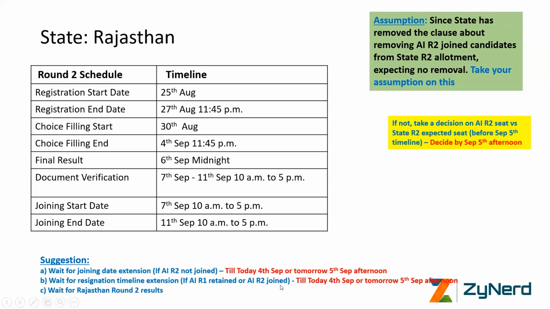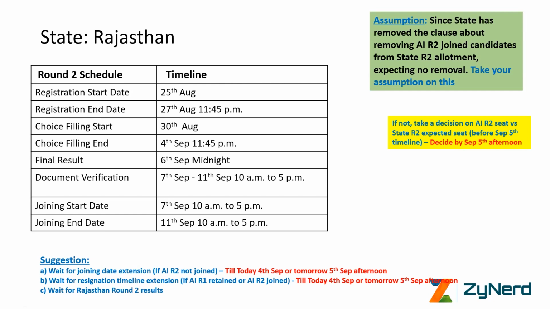Wait for that. If both notifications do not come up by today evening or max by tomorrow afternoon, the only option is to take a decision on All India round 2 seat versus state round 2 expected seat. How will you define it? You have your All India round 2 seat, and your state round 2 expected seat, either through allotment mapping or by looking at the options available, trends, etc. till last year, because nothing changed till last year as far as round 2 is concerned. There might not have been a big change, but a minor additional impact due to All India round 2 joint candidates going will be there. So take a conservative decision, and based on that, decide whether you are going to join your All India round 2 seat if no notification is available, or resign your All India round 2 seat, or not join your All India round 2 seat.